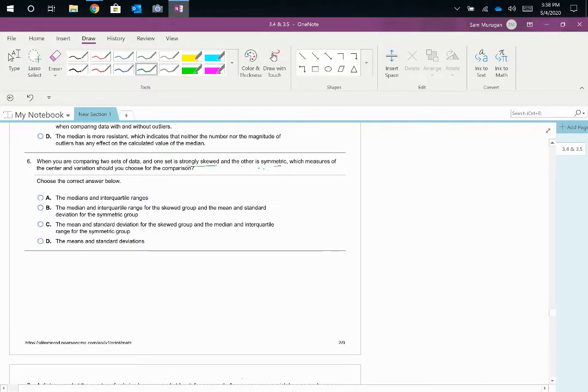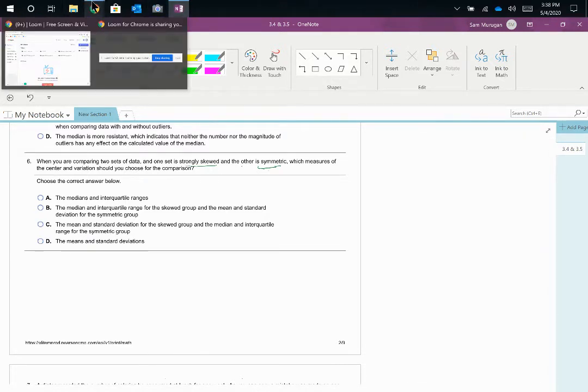Okay, but for the symmetric, it means we would be using the median and the interquartile range. So since we have to use the median and interquartile range, then we have to use it for both, because for strongly skewed data, we need to use this one. And since we have to use that one, we also have to use the same one for symmetric.